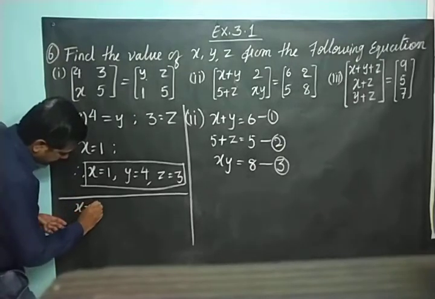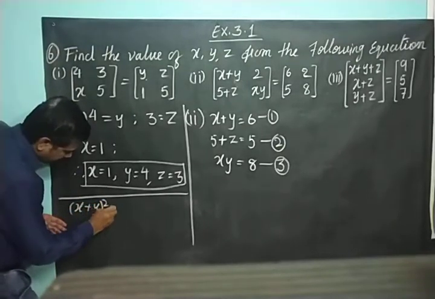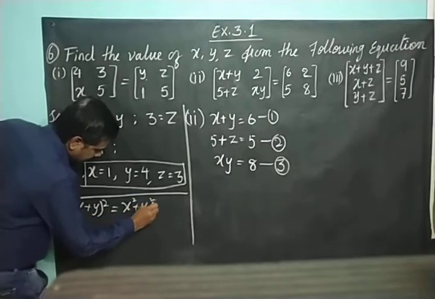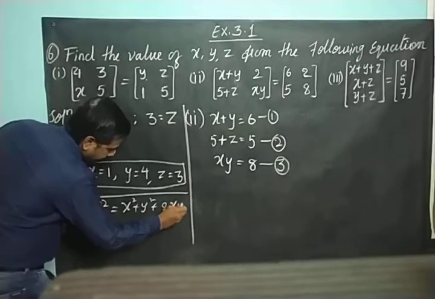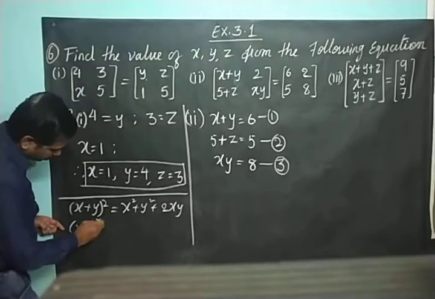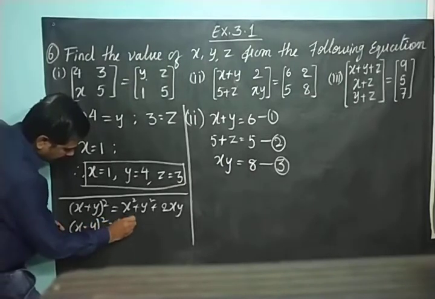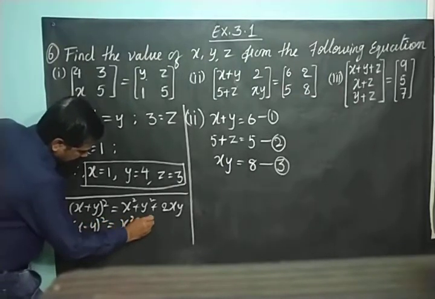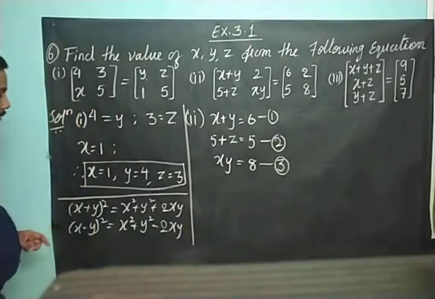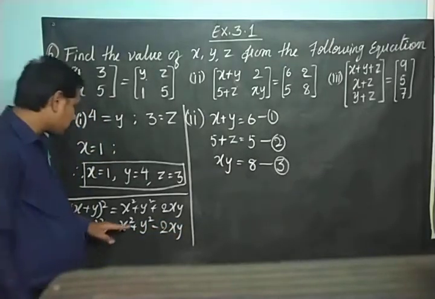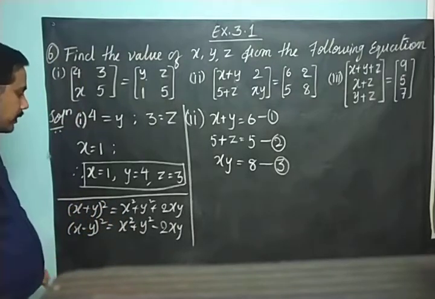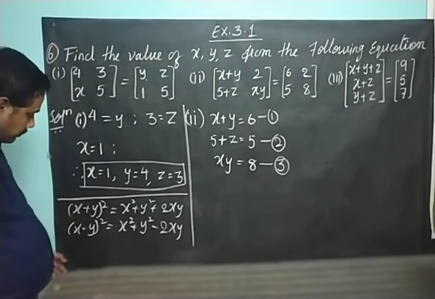X plus y the whole square is equal to x square plus y square plus 2xy. Also we know that x minus y the whole square is x square plus y square minus 2xy. Making use of these two formulae, we can calculate the value of x and y. How is that?